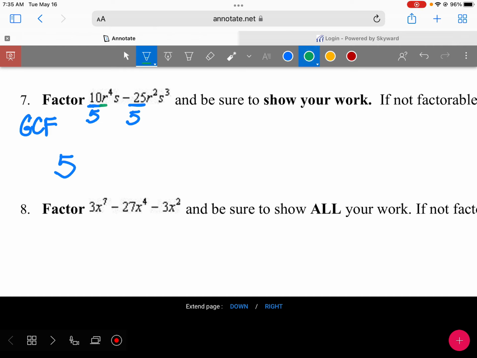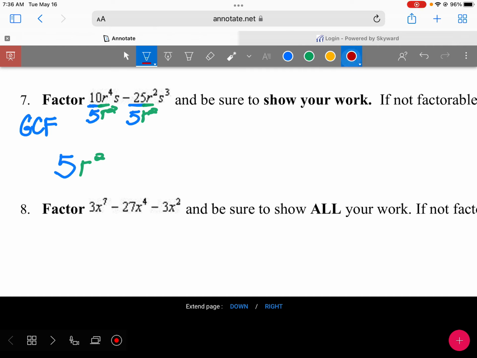Let's look at the r's. I have r to the 4th and r squared. Now you can't factor out anything larger than your smallest factors, right? In other words, I couldn't factor out r to the 4th here. But what can I factor out? R squared, not 2r, it's a little different, but it's r squared, r times r. So whatever your smallest amount is when it comes to the variables, that's what you can factor out. So I'm going to put this r squared here.